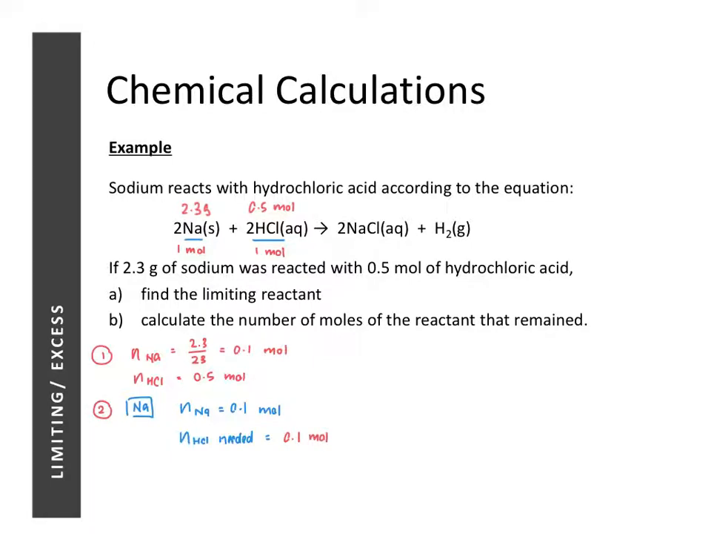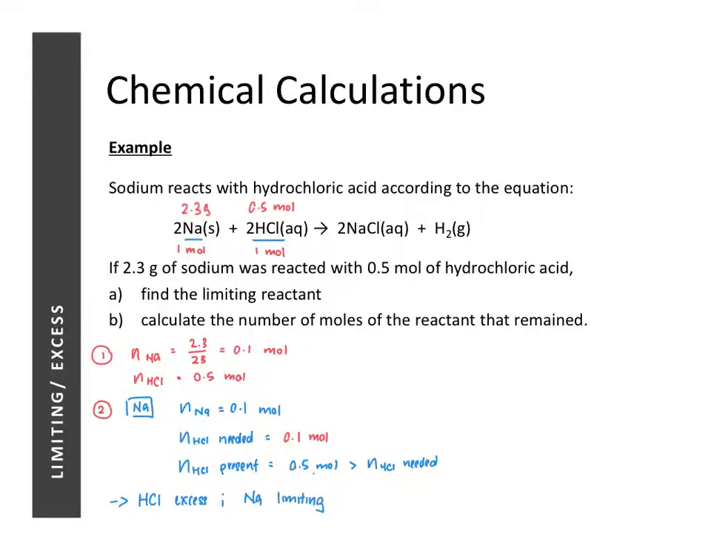Now, how many moles of hydrochloric acid is present? It is 0.5 moles. So the number of moles of hydrochloric acid present is more than the number of moles of hydrochloric acid needed. What does it mean? It simply means that your hydrochloric acid is in excess. This would mean that your sodium is limiting.